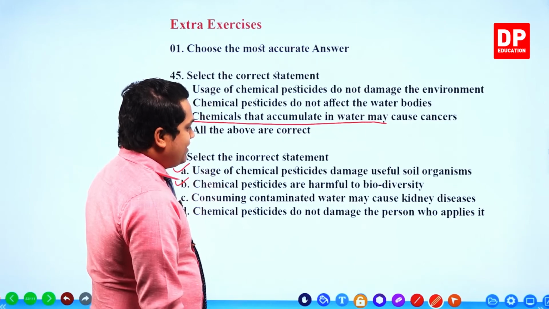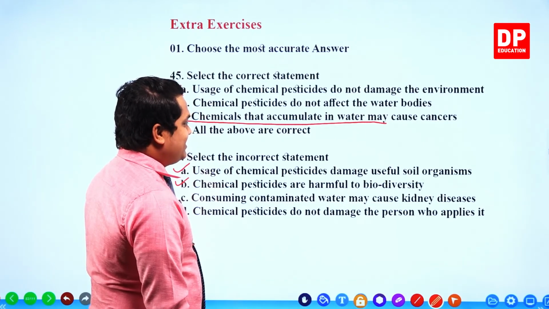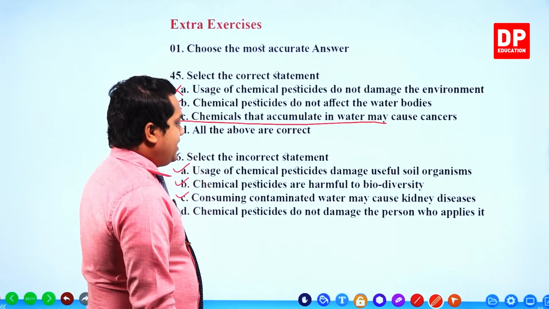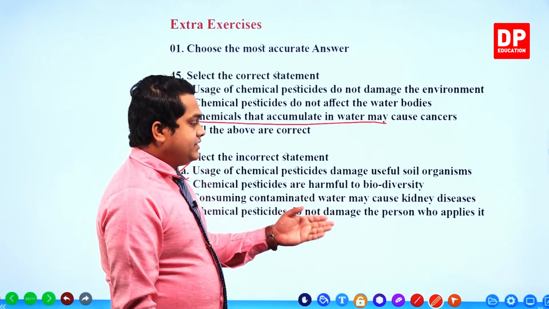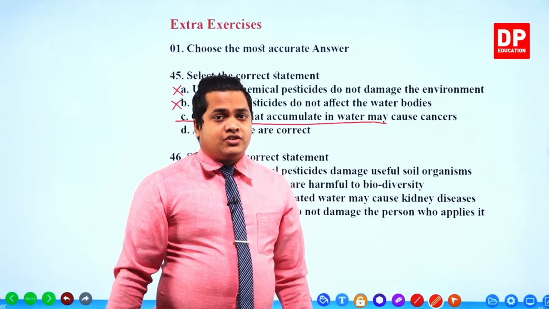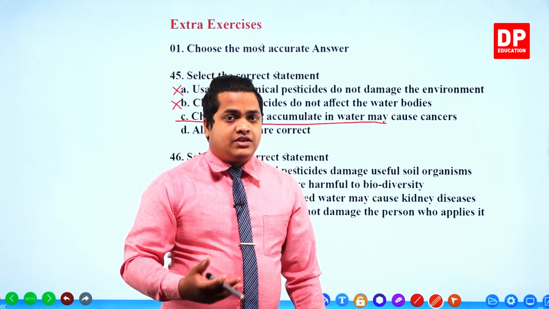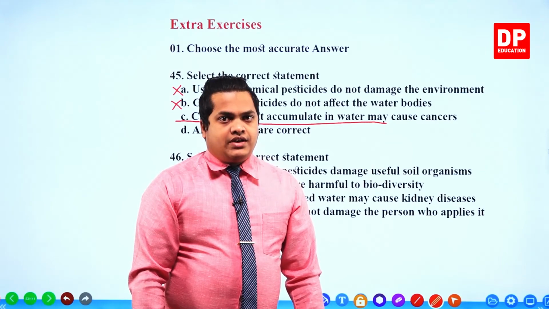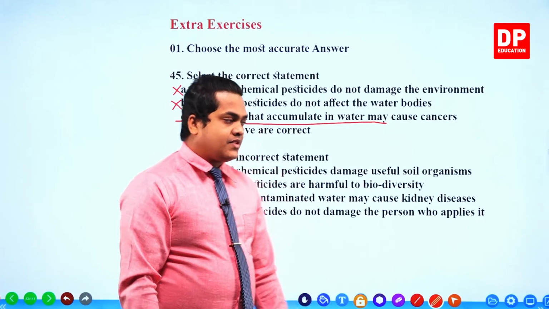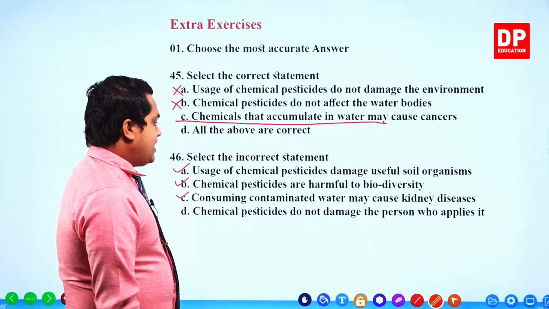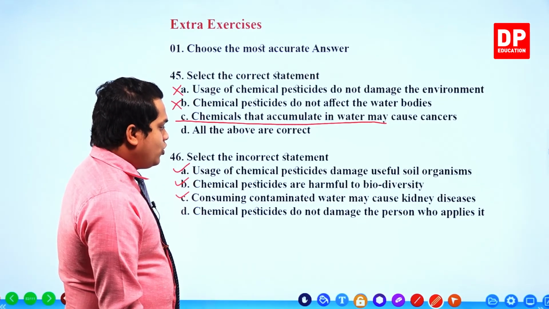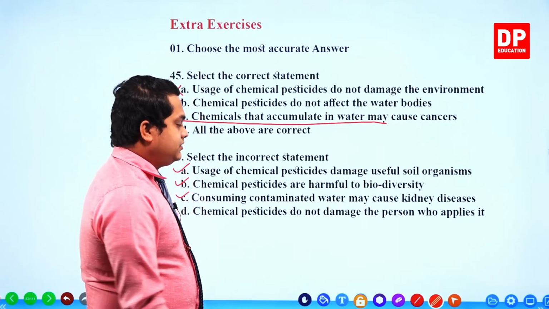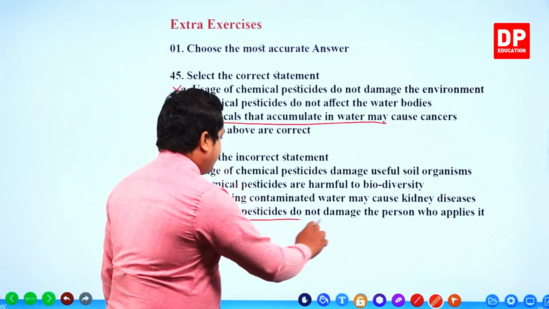Consuming contaminated water may cause kidney diseases. That is also correct. Consuming contaminated water, not only kidney diseases, several other severe conditions might occur due to using contaminated water, right? So it's a reason for having kidney disease. That is correct. Then the final one, chemical pesticides do not damage the person who applies it. That is incorrect, my dear children.